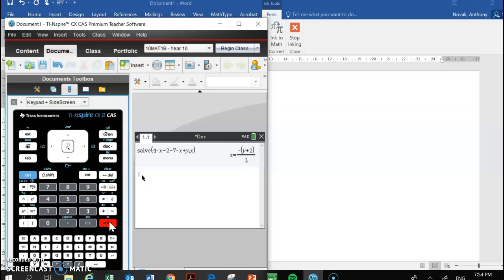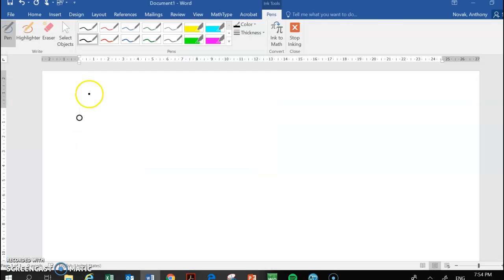So ignore any extra pronumerals, just focusing on getting x by itself. Now, how do we go about doing this manually? Well, first write the question out. So we've got 4x minus 2 equals 7x plus y. And so remember, we need to focus on x. X is what we're trying to get by itself.